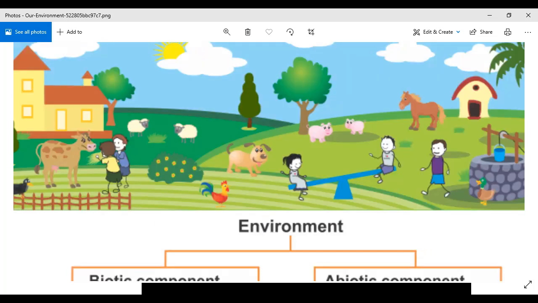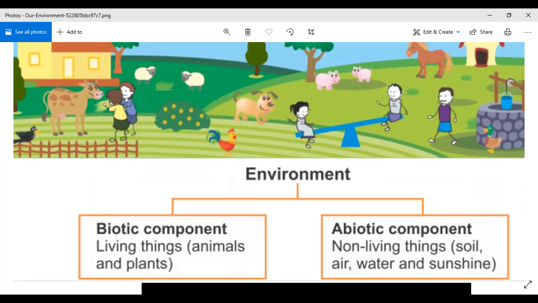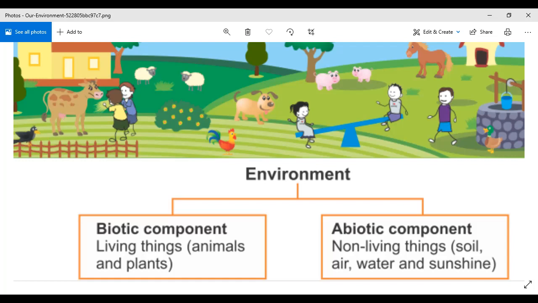Now we have the two categories or divisions in the environment. The one is biotic environment. The science terms that I was using, natural and artificial. In science, we use the terms biotic and abiotic. Biotic means which comprises all the living things, animals and plants. Okay, and abiotic consists of non-living things. Now you see soil, air, water and sunshine, these are also non-living things because they cannot move, they cannot sense anything. So soil, which is around you, similarly the water, air, sunshine, all the furniture, everything, it is also included in your abiotic environment, right?